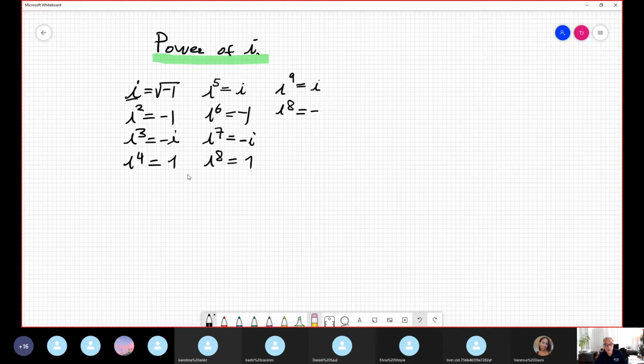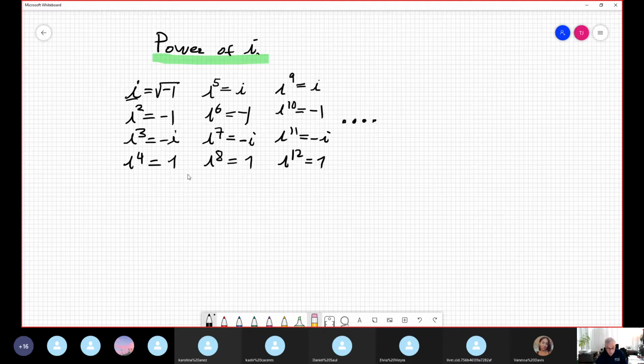Okay. I to the 10 is negative 1, I to the 11 is negative I, and I to the 12 is 1. And this pattern is repeated forever.